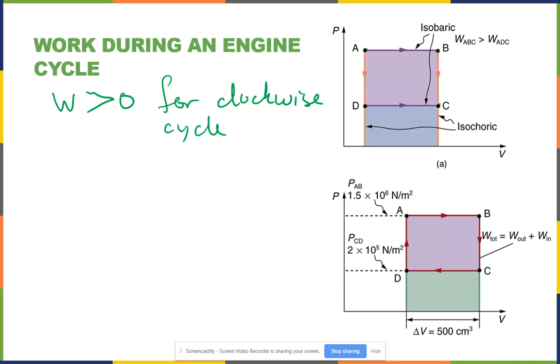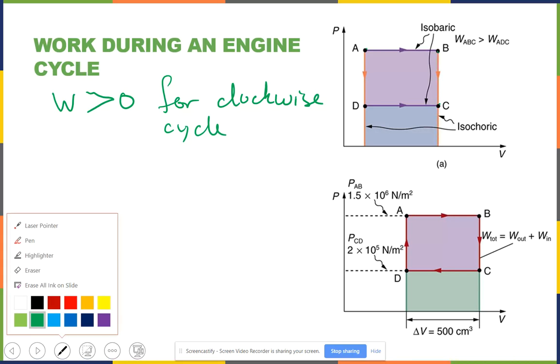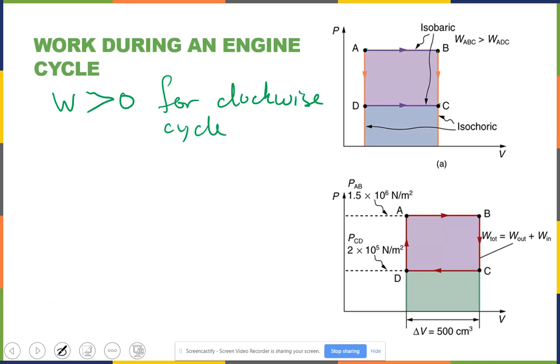Clockwise cycles, you have a positive work. Counterclockwise cycles, you have a negative work. Now let's do some calculations. Let's not just look at theory, because when it comes to test time, you're actually going to do calculations.